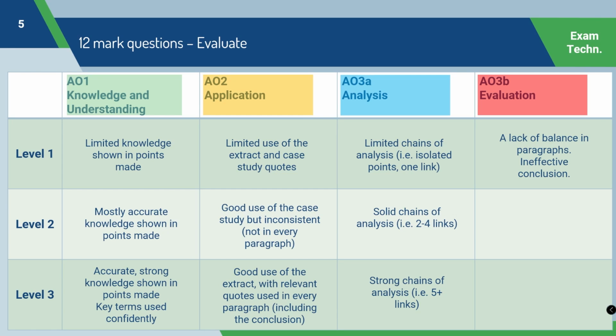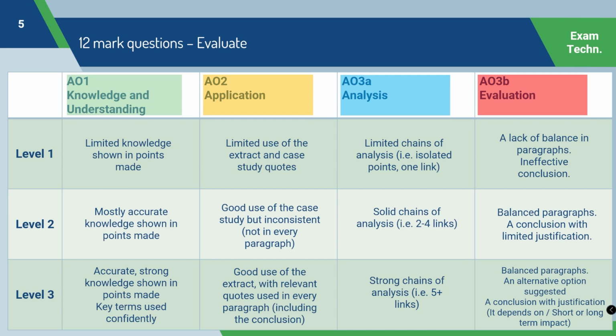Then for evaluation, a lack of balance in the paragraphs and an ineffective conclusion is probably going to get you level 1. For level 2, we want balanced paragraphs, so effectively why it is effective, why it isn't effective, and a conclusion with some justification, but probably a limited justification. And then for level 3, this is where our alternative comes in: balanced paragraphs and alternative options suggested, and then a good conclusion, and it depends on a short or long term.